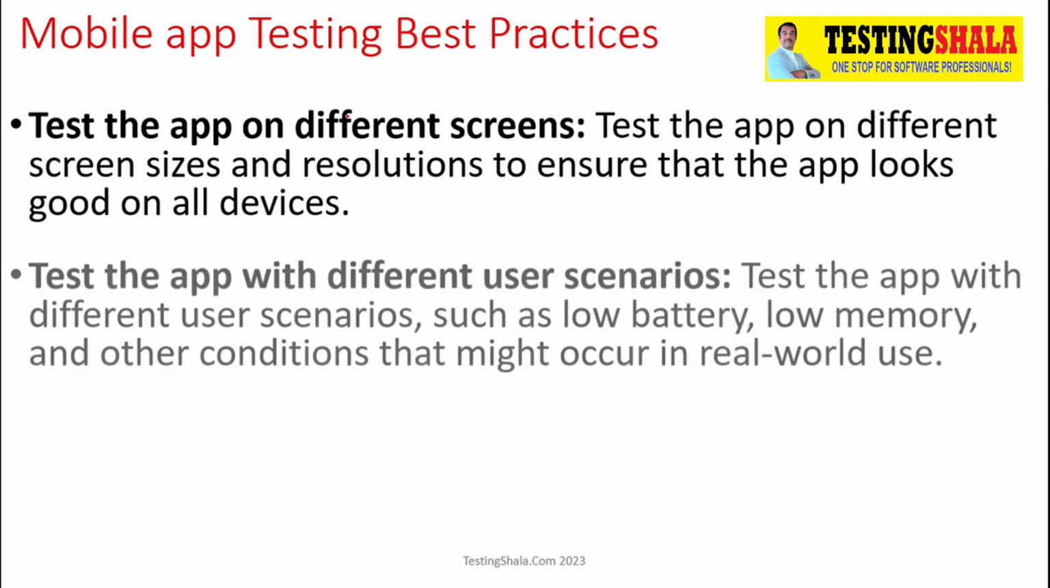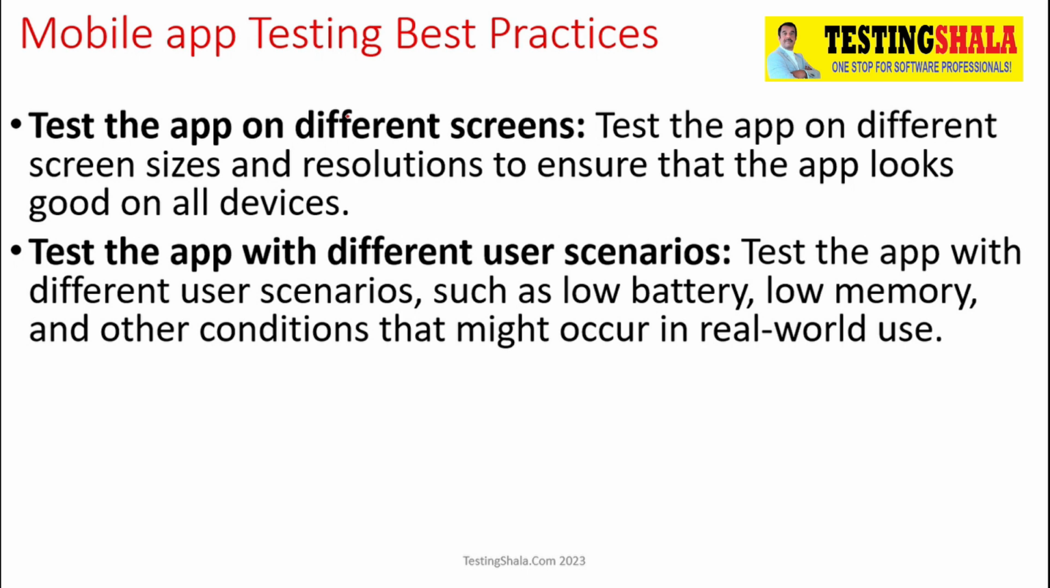And the next one is we should work with the customer, and bring in a lot of user scenarios and real-time scenarios to cover as part of your mobile app testing, like low battery and low memory. What happens when I access the mobile app when the battery is very low or memory is very low, or other real-time situations? That is very crucial whenever we are planning for mobile app testing.